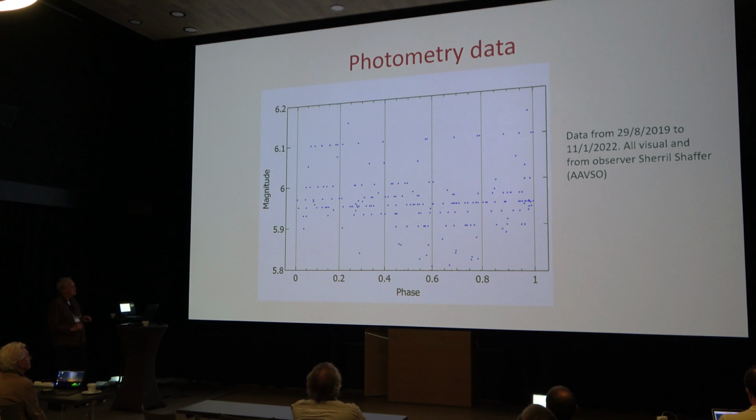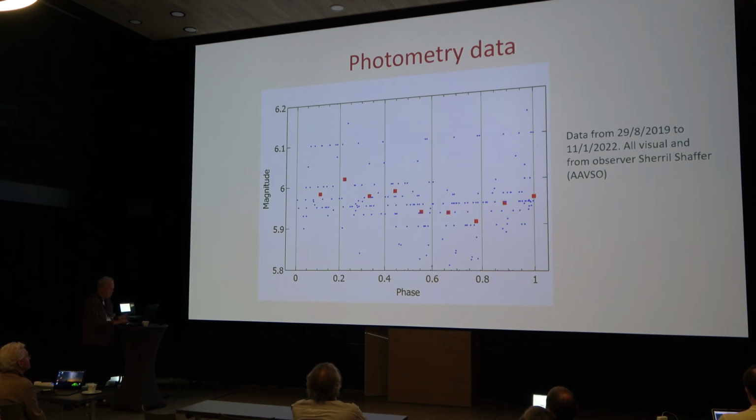So here then are the photometry data. It's from one observer, all visual, and you have to blur your eyes quite a lot here to believe that this is sinusoidally varying. Go on, blur, blur. So what I did, I helped the blurring by binning it a bit more. So if you do that, you can see there is a pattern here. It's a little bit more obvious.